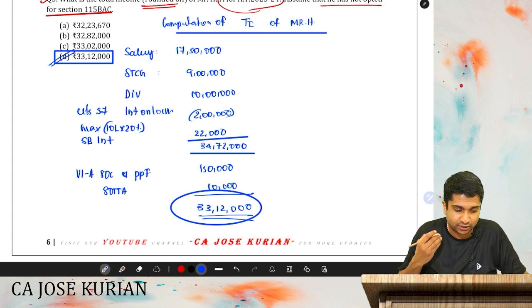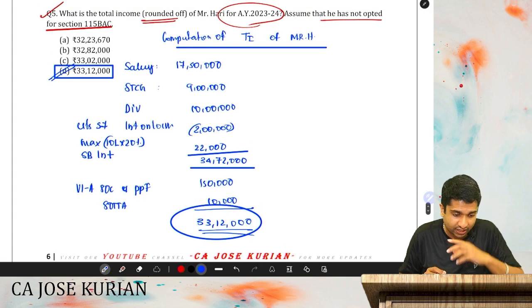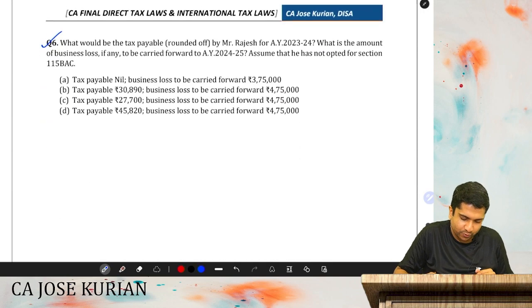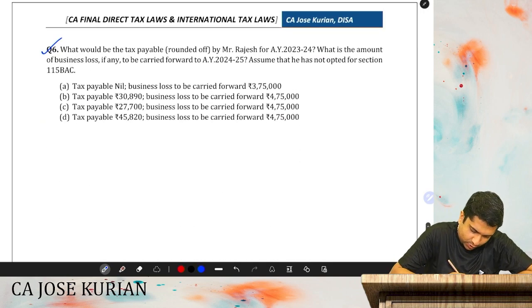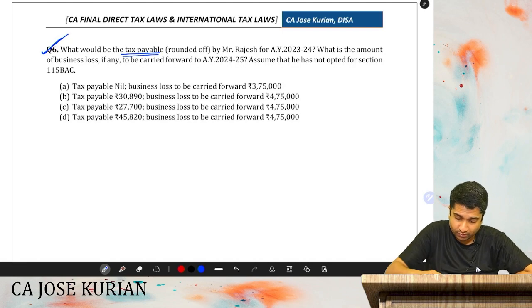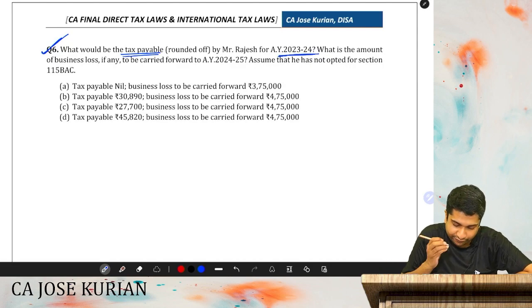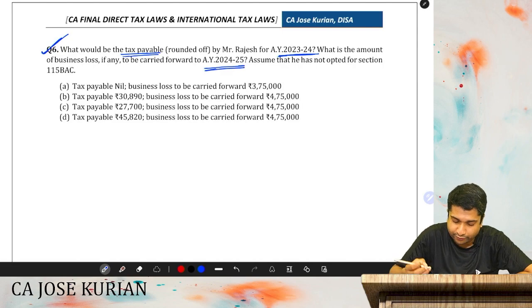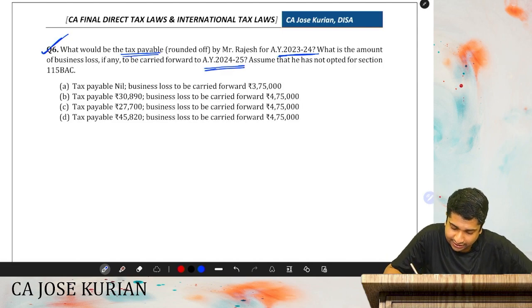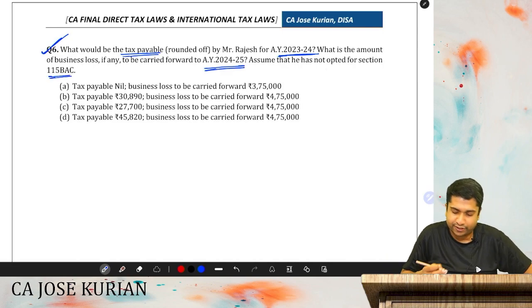So we have computed the total income of Mr. Rajesh. Okay, moving on to the next question, that is question 6. What they are saying: what would be the tax payable, rounded off, by Mr. Rajesh for 23-24 and what is the amount of business loss, if any, to be carried forward to assessment year 24-25? Assume that he does not opt for section 115BAC.